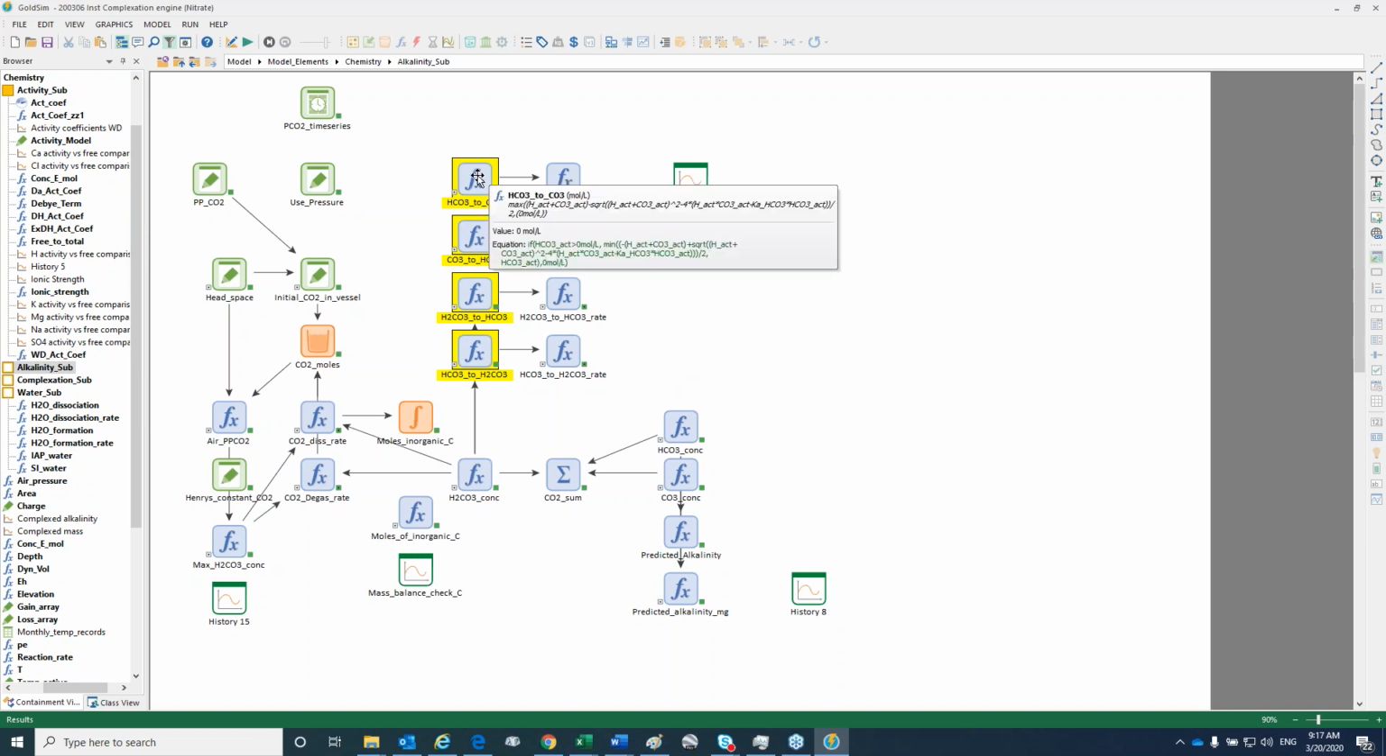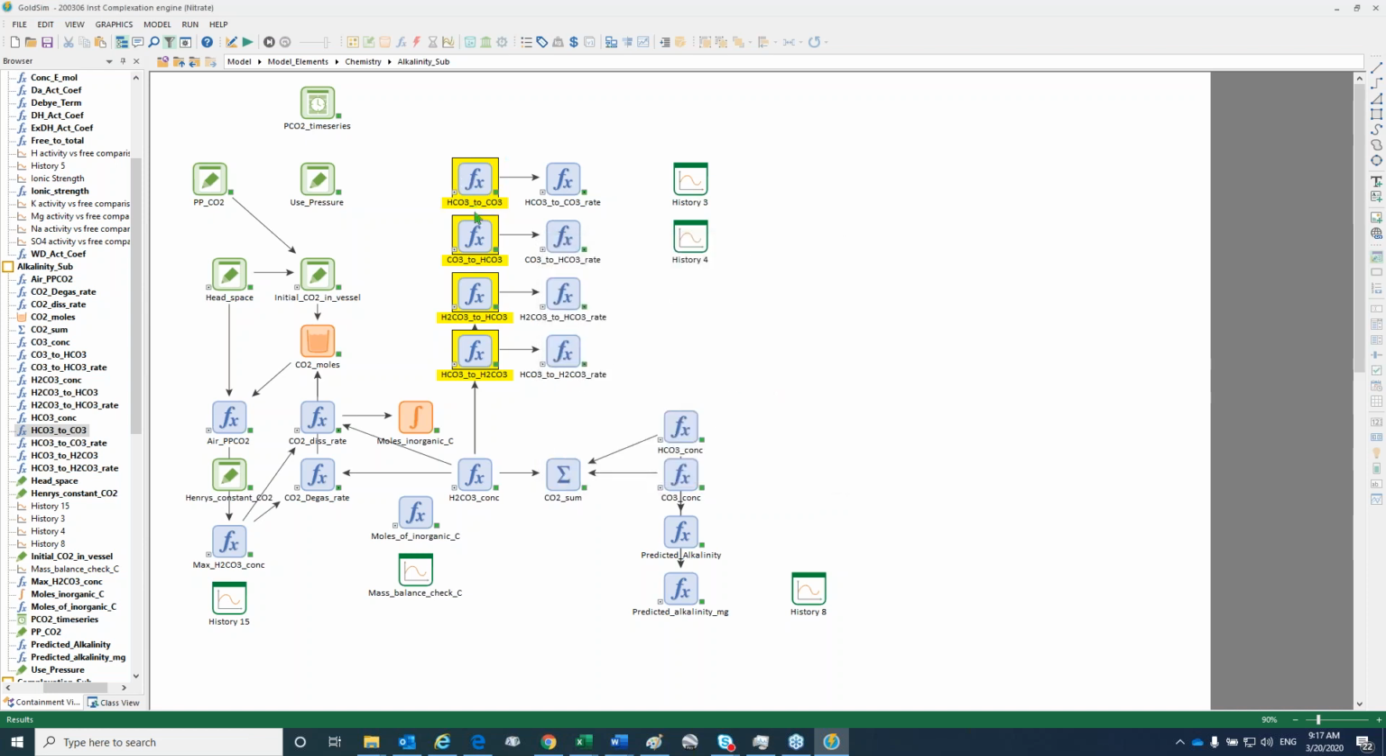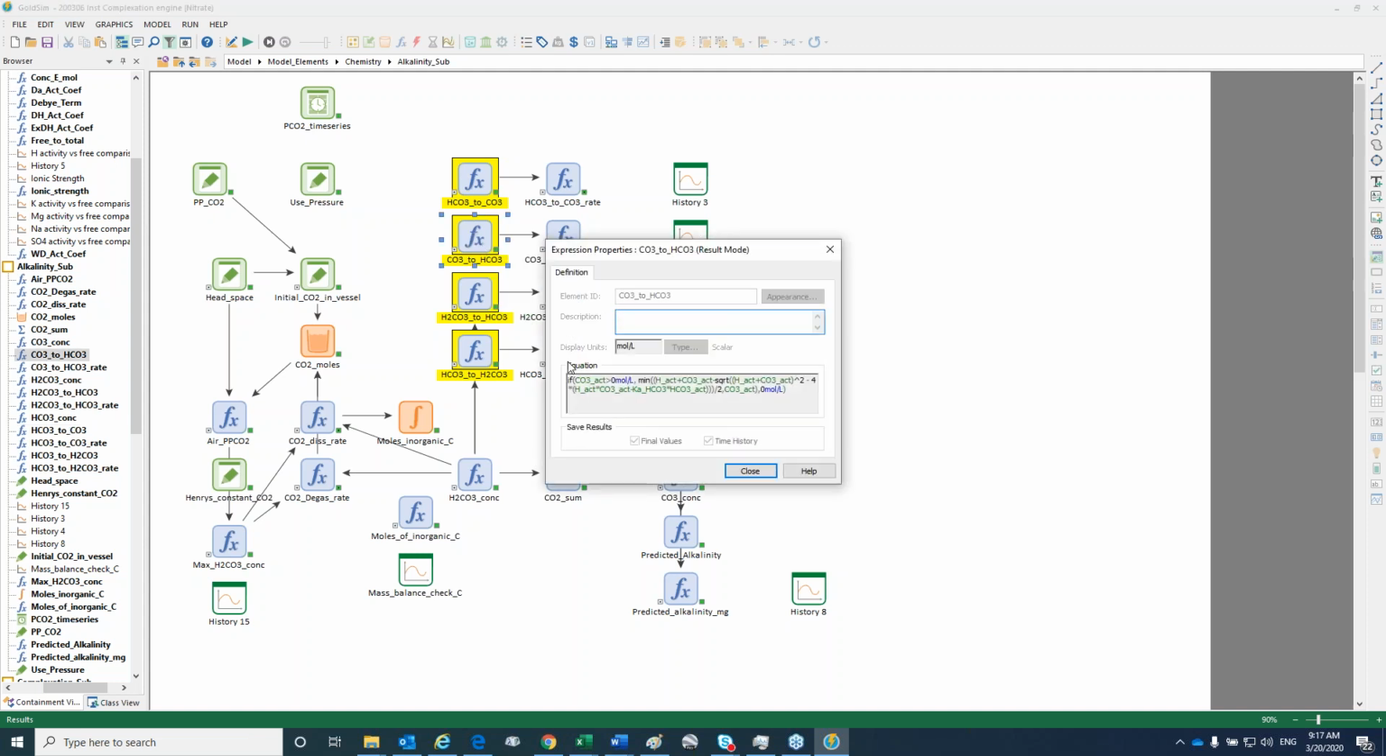The way this works is very similar. It's using all the same algorithms as we noticed for the water interactions. All we're doing is taking the H plus the CO3, adding the square root of the B squared minus 4AC, and that gives us our approach to equilibrium from that point of view. And then we do the same thing but opposite for the CO3 to HCO3.